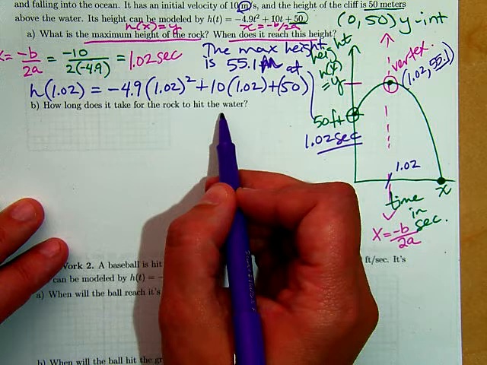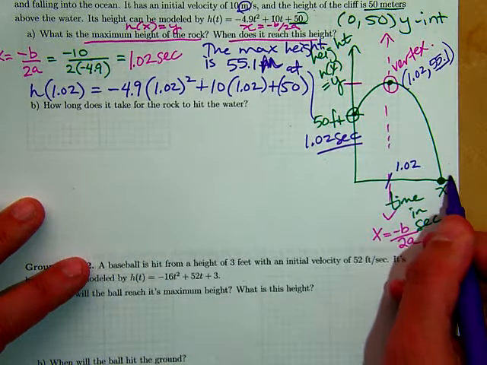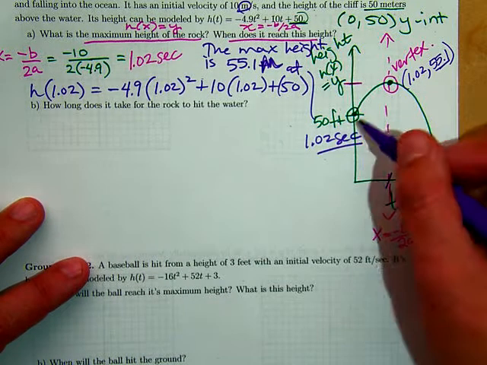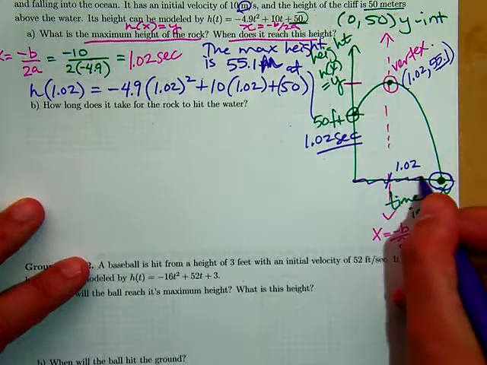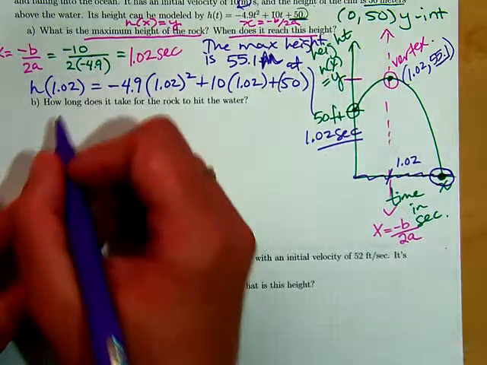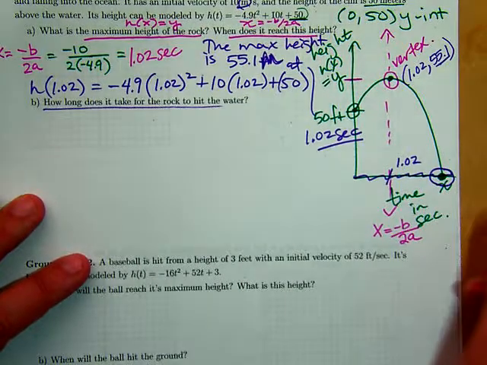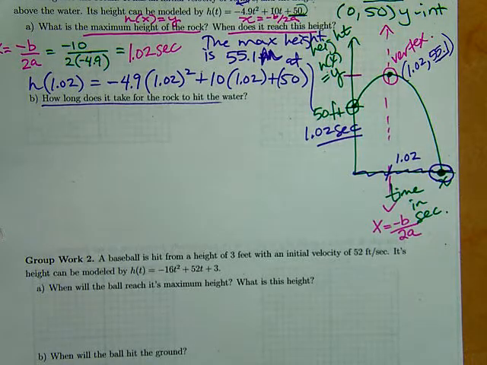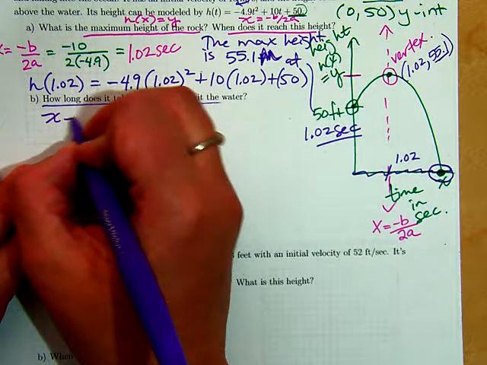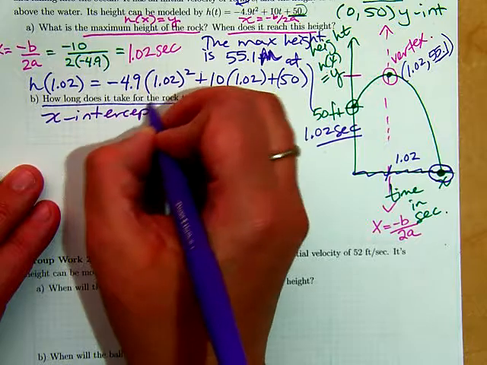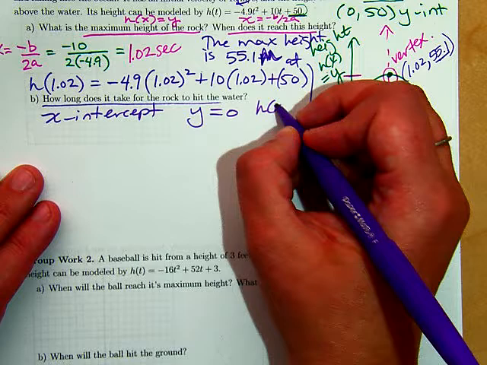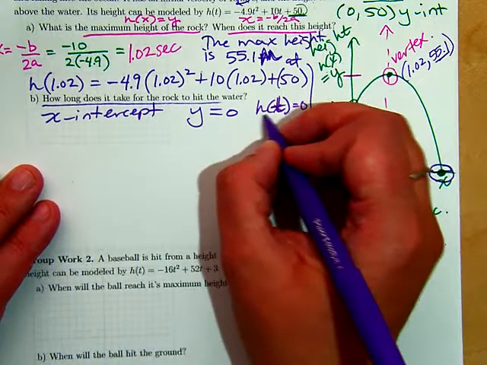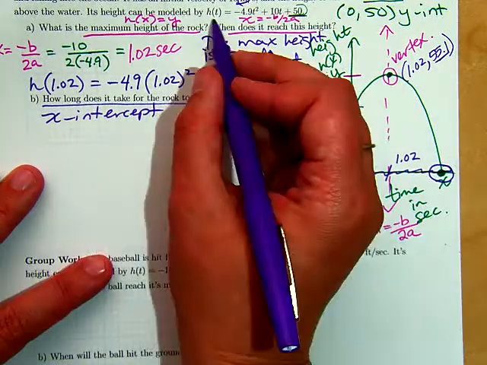How long does it take for the rock to hit the water? Well, I said ground, but I guess we're throwing it off of a cliff, into the ocean. So down here is the ocean at y equals 0. So they're asking us, when does it hit the ground? They're asking us for the x-intercept or the y-intercept. X-intercept. How do we find the x-intercept? We set h of t equal to 0. Same thing, h of t equals 0. We're setting this equal to 0.